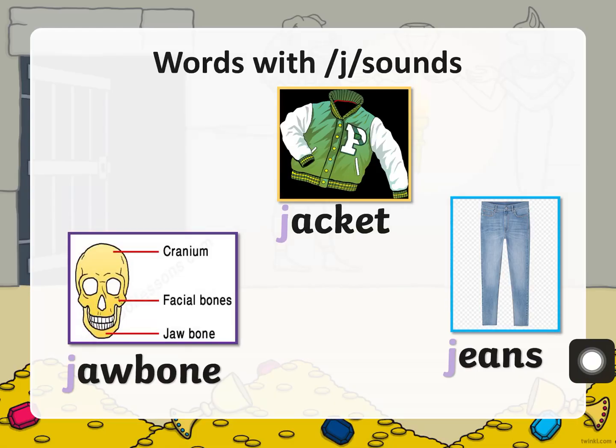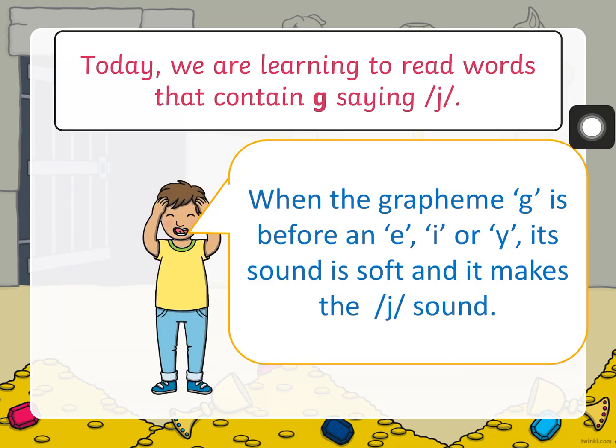So here's some J sounds, all right? So we have the word jawbone, jacket, and jeans. That's the J sound. It's a soft J. So today we're learning to read words that contain the letter G and they sound like J. So when we have the letter G before an E, I, or Y, its sound turns soft and it makes the J sound. So when G comes before E, I, or Y, it turns soft and it becomes J.